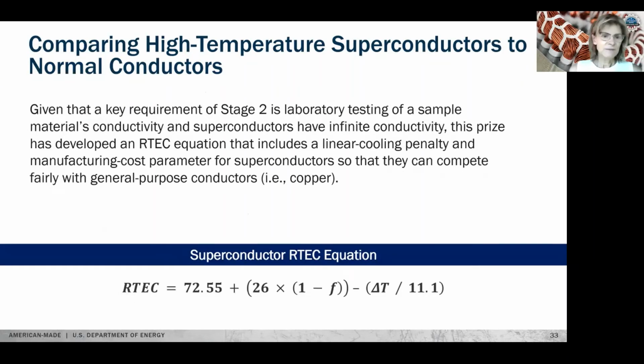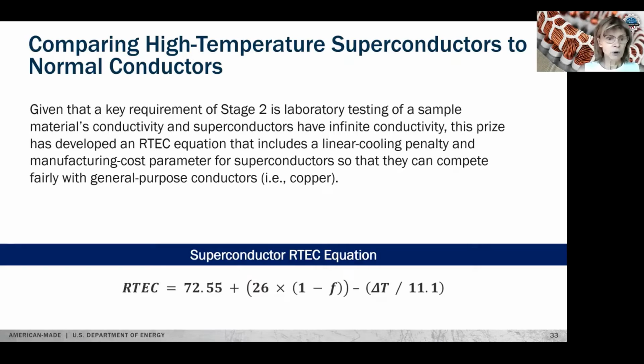Well, speaking of superconductors, our stage 1 judges convinced us that the high temperature superconductor manufacturing and cooling costs had dropped so much that they should be explicitly included in the contest. The problem was we want to have a contest based on the best conductivity that we measure. But superconductors, by definition, have infinite conductivity or zero resistance below their critical temperature.